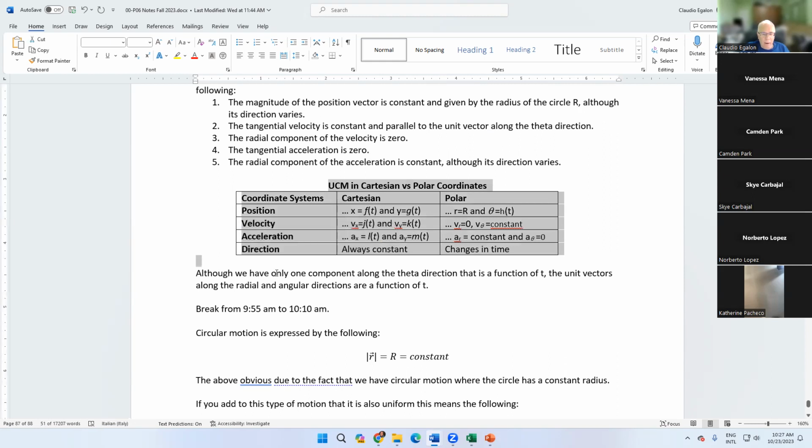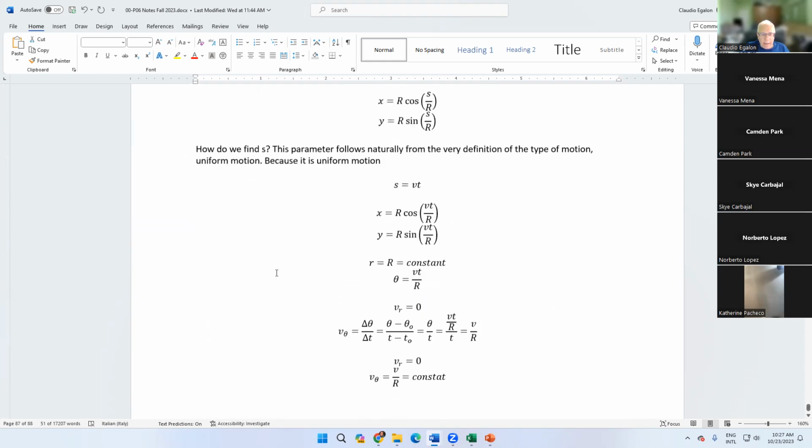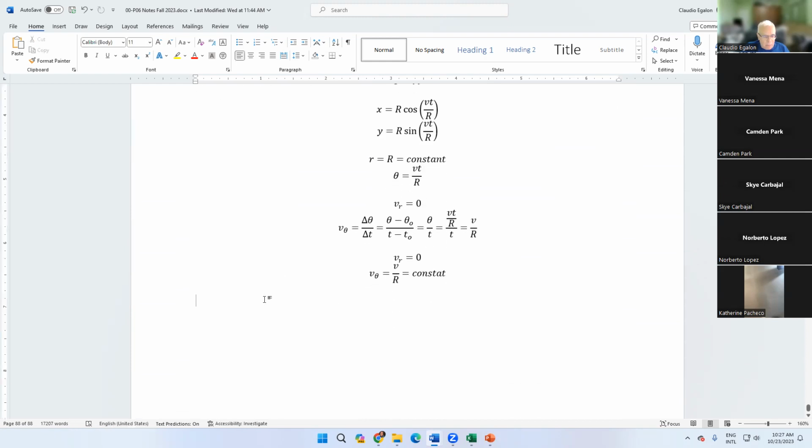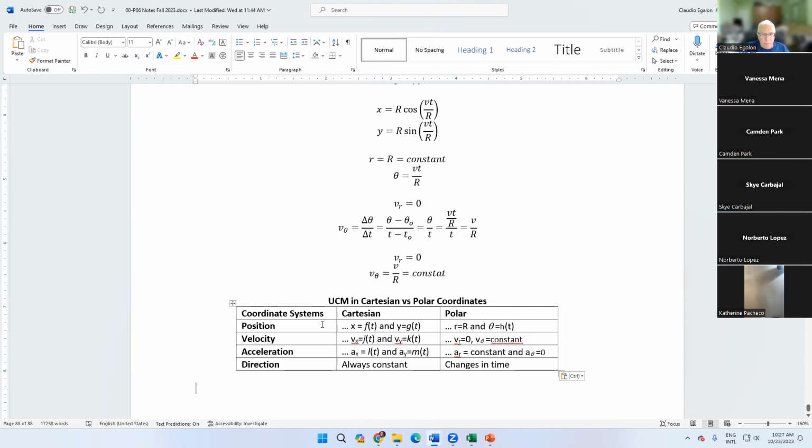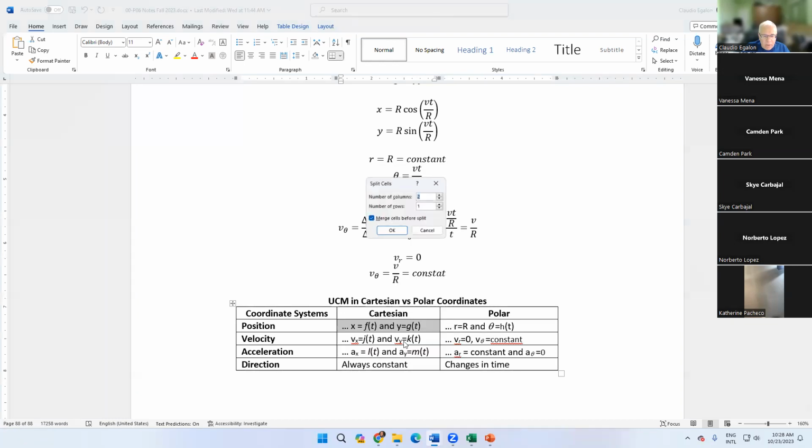Professor, but the times are going to be given, right? Yeah, the time is the variable, the parameter. Okay, so Cartesian, position. I'm going to break it down into 2 lines. Let's see if I can do that. Split cells. I need to split into 2 rows and 2 columns.